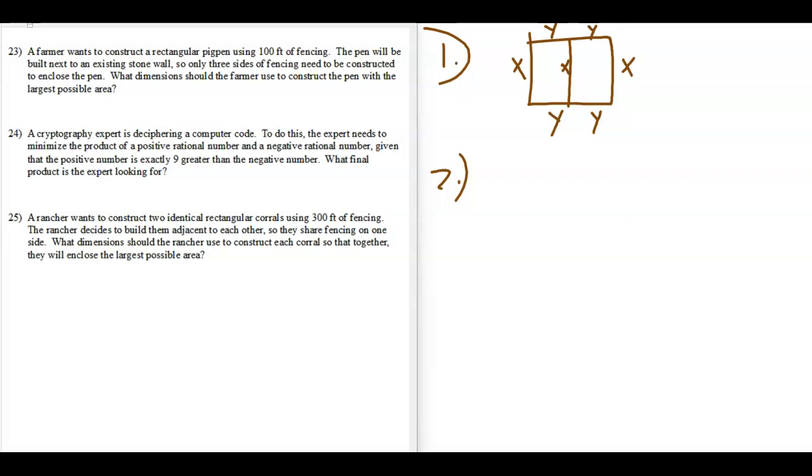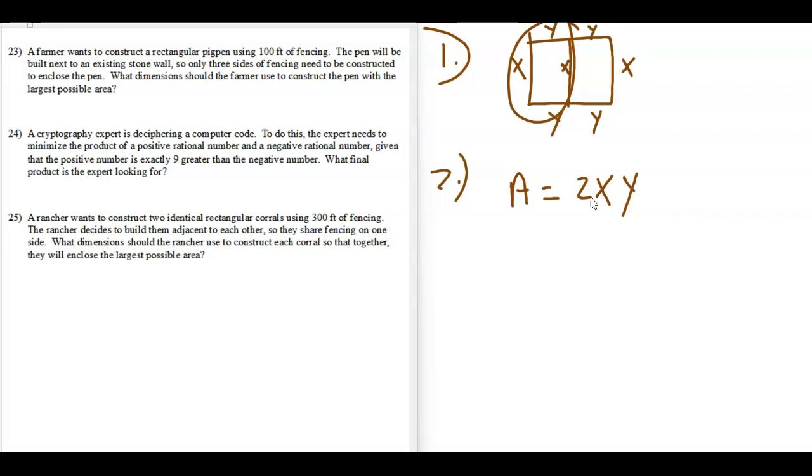Step 2, I want to maximize the area. So what is the area of this shape? The area is going to be the base times the height. Now one of these rectangles, the base is y and the height is x, so that's xy, and there's two of those rectangles, so the area is 2xy.